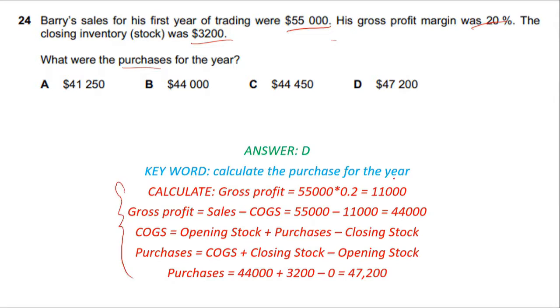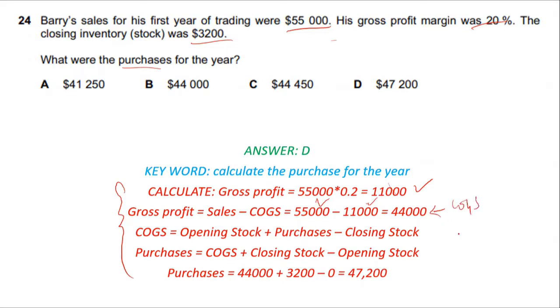So the first step would be to calculate the gross profit. You calculate the gross profit using the sales and the gross profit margin, and your gross profit is $11,000. How do you calculate gross profit? You calculate gross profit by taking the difference of sales and cost of goods sold. Your sales are $55,000, and you calculated gross profit, which was $11,000. You take the difference, 55,000 minus 11,000, and you get a cost of goods sold of 44,000.